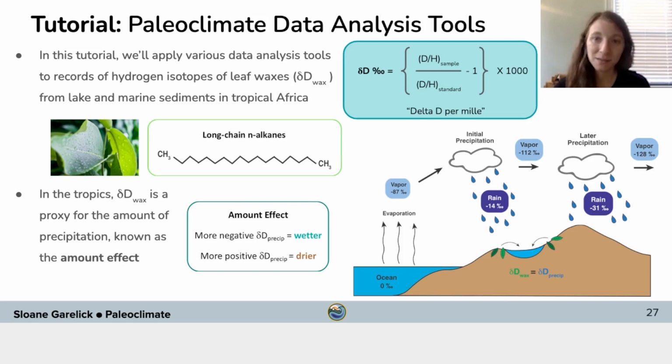In contrast, when there's a drier climate with less rainfall, there's a more positive or more enriched delta D precip and delta D wax. And this process is known as the amount effect and is the primary control on delta D in the tropics. Now that we understand the mechanism for the proxy data sets that we'll be analyzing, we can apply data analysis tools to these records to interpret changes that we observe in the climate.